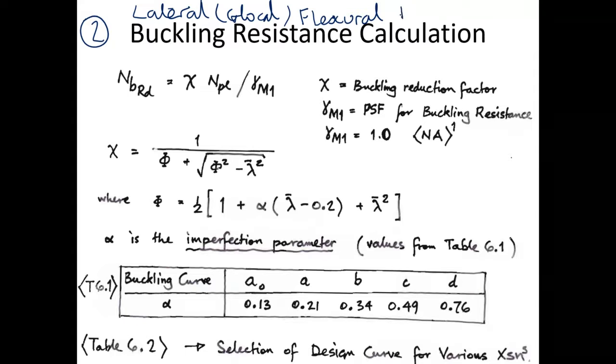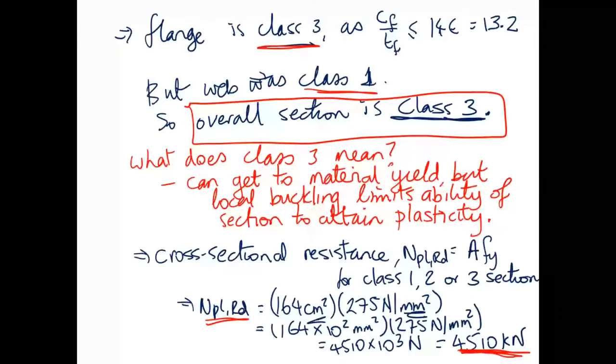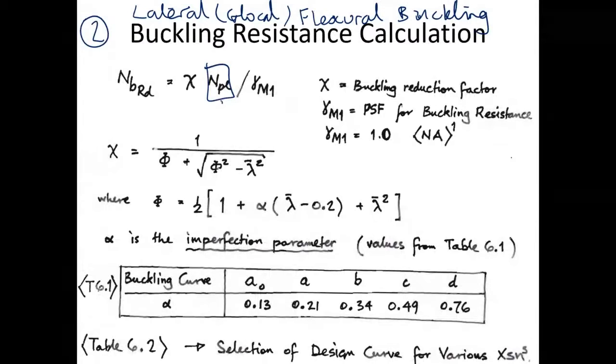Flexural buckling. Okay, so we're going to do that where we know what this cross-sectional resistance value is. We've just worked that out from here. That's 4510 kilonewtons. We know what the partial factor of safety is, so that's just 1. That's the material partial factor of safety.